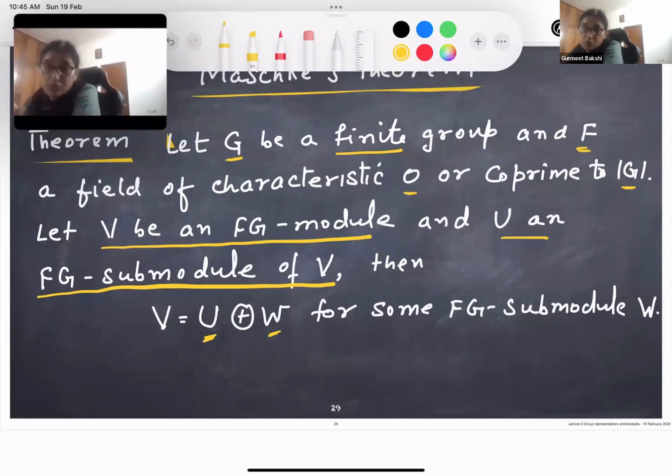My aim is to decompose V as a direct sum of irreducible submodules. So these conditions are sufficient for V to have the property that every submodule has a complement. You say that U has a complement when U direct sum with another FG submodule is V.